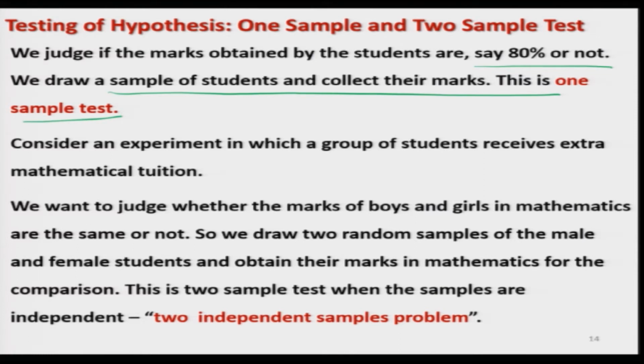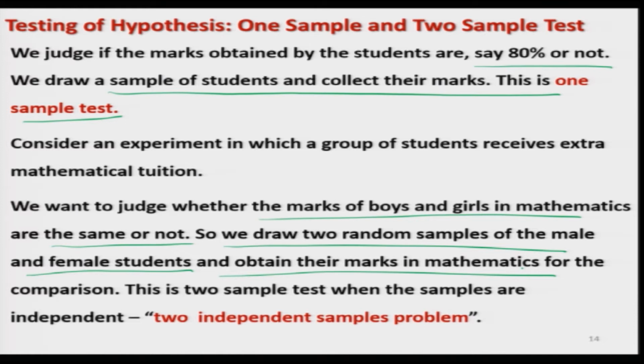Similarly, consider an experiment in which a group of students received some extra mathematical tuition. Now, we want to know whether this tuition has been effective among the boys more or among the girls. And we want to judge whether the marks of the boys and girls in mathematics are the same or not after getting that tuition. So, we try to draw two random samples, one for the male students and another for the female students, and then try to obtain their marks in mathematics, and we try to compare them. In this case we are trying to draw two different samples. The populations are different in the sense that one population corresponds to the boys and another population corresponds to the girls. So, this type of situation is called a two independent samples problem.